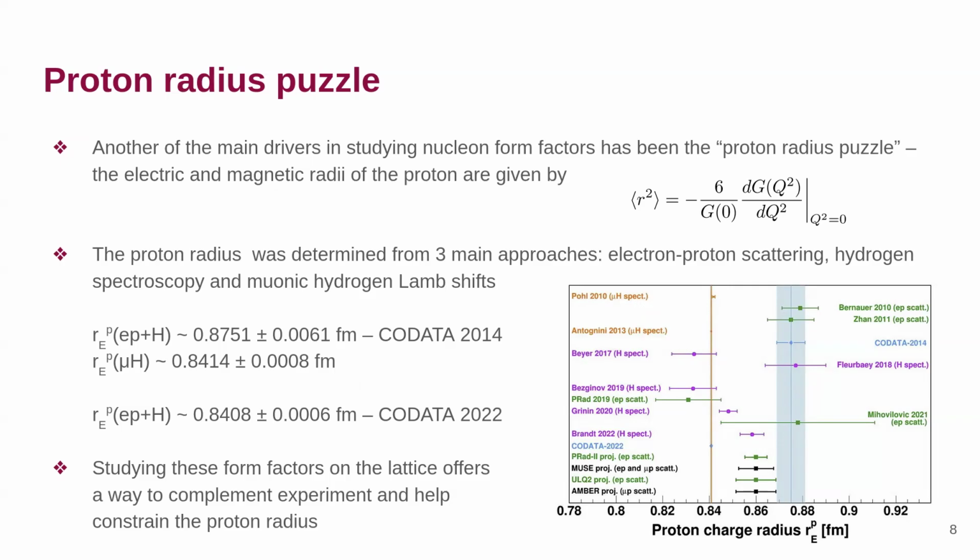And so it really drove a lot of interest in many areas, including in lattice QCD, in studying the form factors and obtaining an estimate of the radius. I will just note that this puzzle is close to being resolved. The most up-to-date CODATA result has been revised down to something much more in line with what you see from muonic hydrogen experiments. But nevertheless, this is still a good opportunity to benchmark our lattice calculations and see what they tell us about this important quantity.